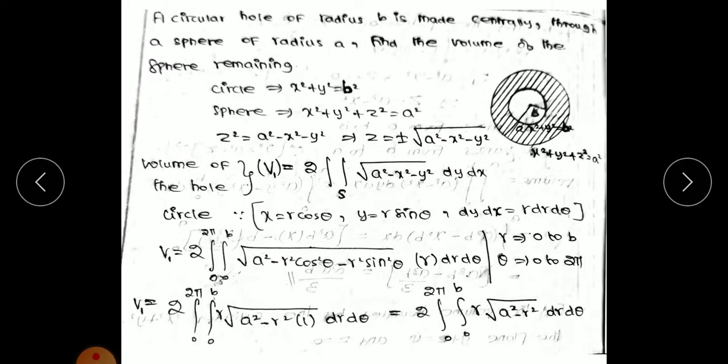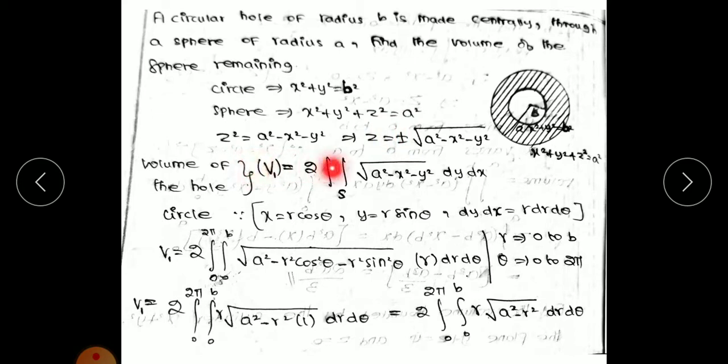Now, a circular hole of radius b is made centrally through a sphere of radius a. Find the volume of the sphere remaining. So we have a circle and a sphere. This is the first circle, then outside is the sphere. We have separate formulas for the sphere and circle. Since the circle is 2 dimensional, x squared plus y squared equal to b squared. The sphere is 3 dimensional, so x squared plus y squared plus z squared equal to a squared.